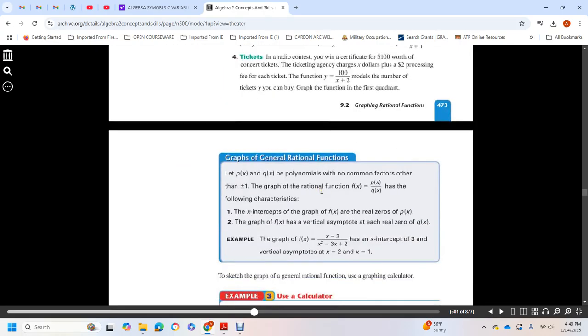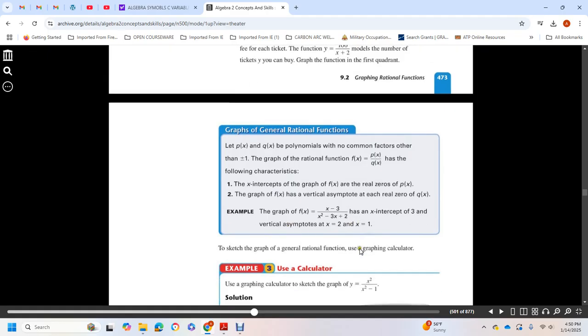Graph a general rational function. Let p of x and q of x be polynomials with no common factors other than plus or minus 1. The graph of the rational function f of x is equal to p of x over q of x has the following characteristics. The x-intercepts of the graph of the function f of x are the real zeros of p of x, and the vertical asymptotes of the graph of f of x are at each real zero of q of x. For example, the graph of f of x equal to x minus 3 over x squared minus 3x plus 2 has an x-intercept of 3 with vertical asymptotes x equals 2 and x equals 1.